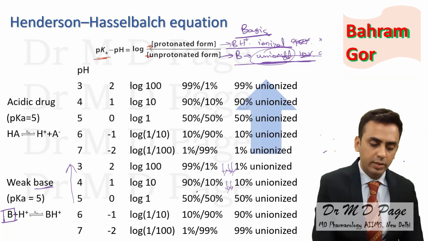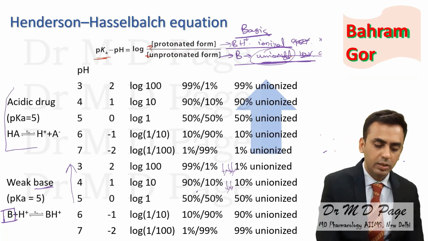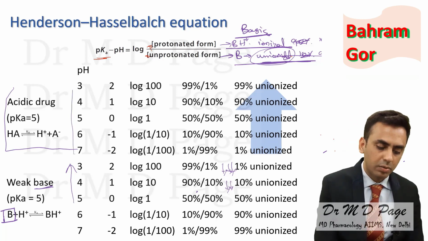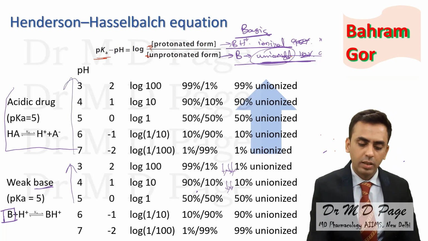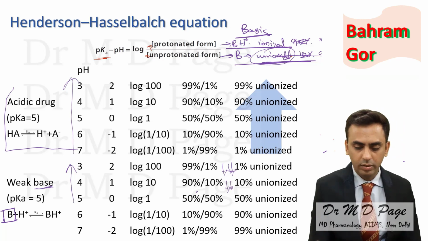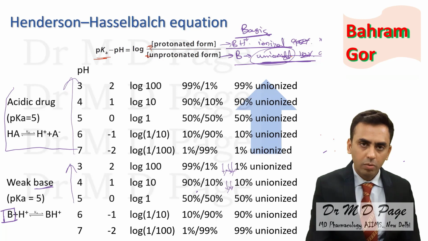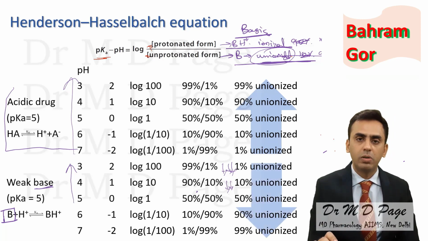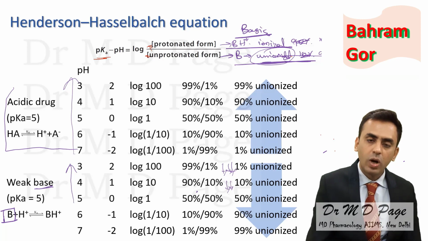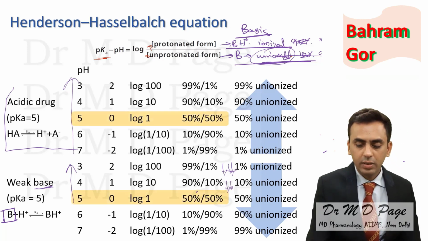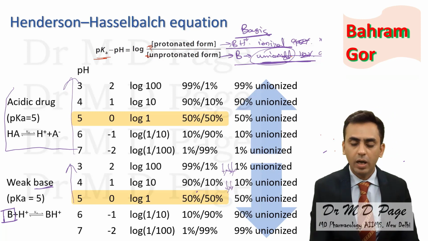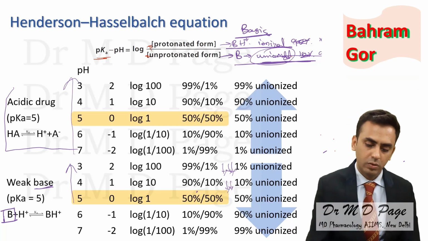Okay, for an acidic drug, understand, as the surrounding medium's pH is decreasing, the degree of unionization is increasing. Means the more drug will be lipid soluble. For a basic drug, if you increase the pH, the degree of lipid solubility will increase. And what is pK of the drug? pK is that pH at which 50% of drug will be ionized or unionized, whatever you want to say.